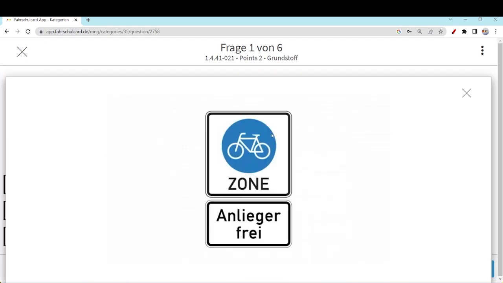Okay, you see there is a zone showing that cycles are allowed, and then an extra sign is there. Normally this sign is there, and then comes an extra sign which says "Anlieger frei". That means the residents of that area are actually allowed to enter as well. If you want, go back to our traffic signs video, where we have explained everything in detail. But normally cycles are allowed, and then the residents are also allowed in this zone.